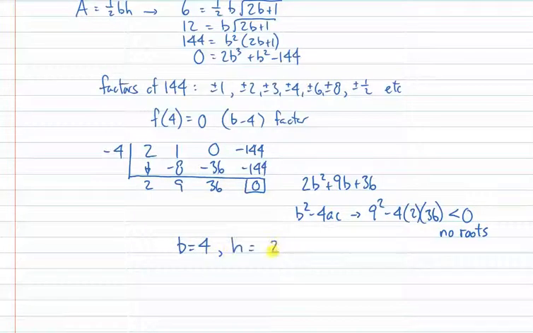Therefore h, you'll remember, was the square root of 2b plus 1, which is 3. And the hypotenuse is 1 more than b, or 5. So that's the solution to that problem.